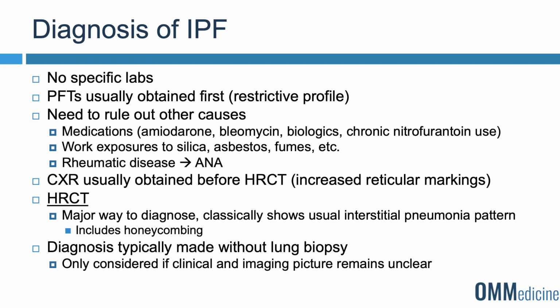Now, once you obtain a high-resolution CT scan, one of the most common and the most specific findings that you will see is something called a UIP pattern, or a usual interstitial pneumonia pattern, and that is typically a collection of findings that you will see that is very specific for IPF. Now, all of those findings are a bit out of scope for this video, but they are included in the full video listed on our website, so be sure to check that out.